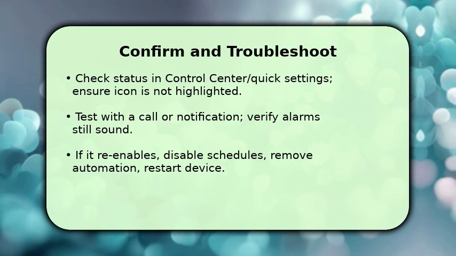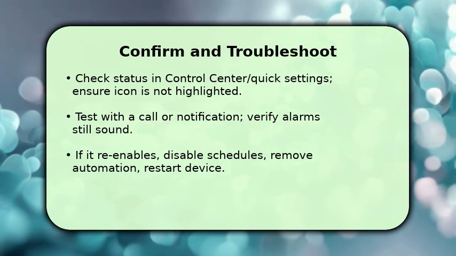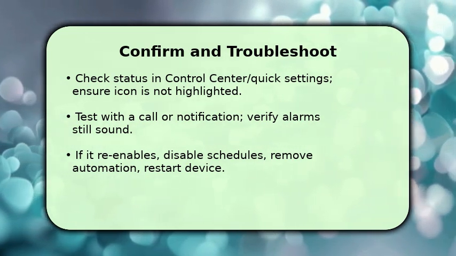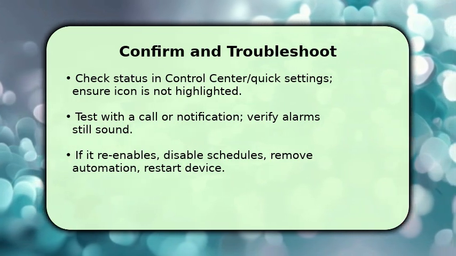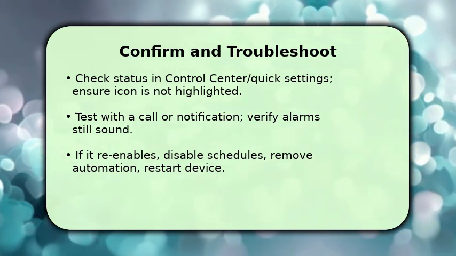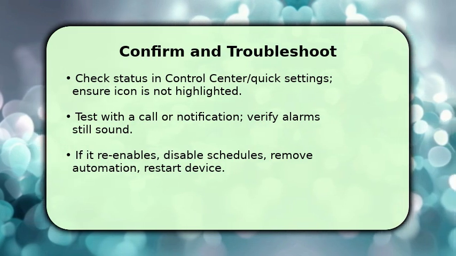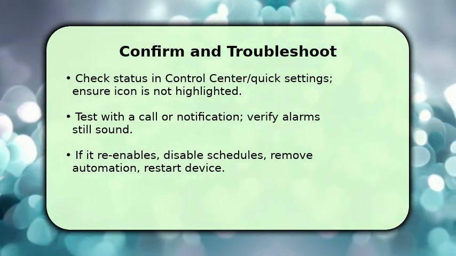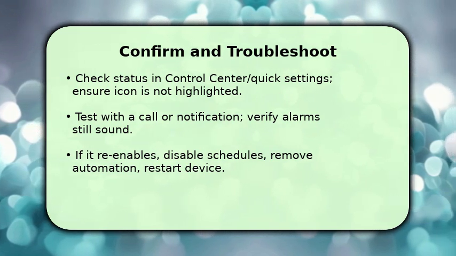Test with a quick call or a notification to confirm sounds work, and check alarms specifically because they may still fire. If Do Not Disturb turns back on, inspect schedules and any focus automations and remove them, then restart the device. If problems persist, reset network settings or contact the device support line.